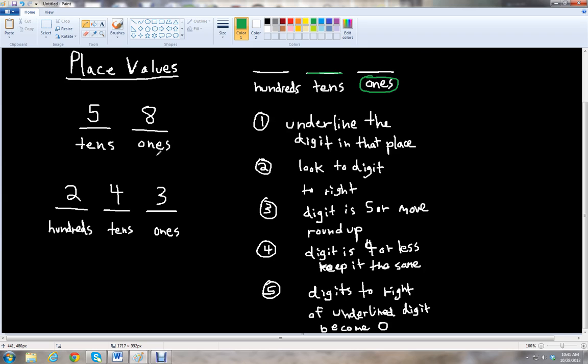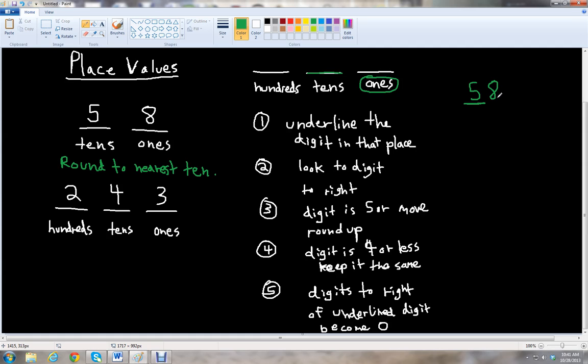So let's look at the number 58. And let's say we want to round 58 to the nearest 10. And so we look at the digit in the tens place, which is our 5. So we're going to underline the 5. And we look at the digit to the right, which is an 8.